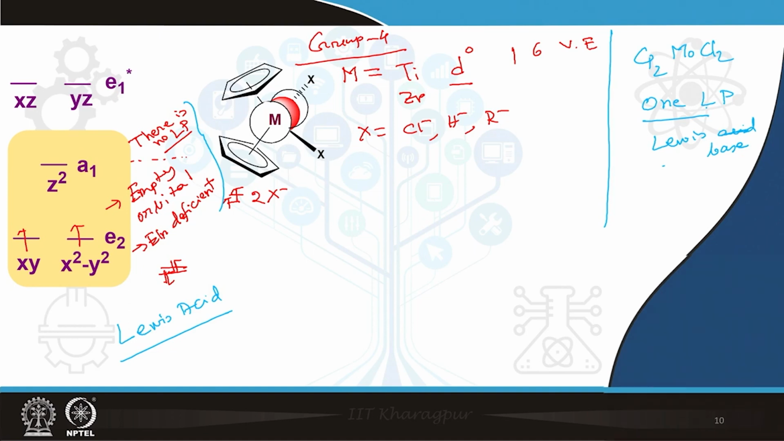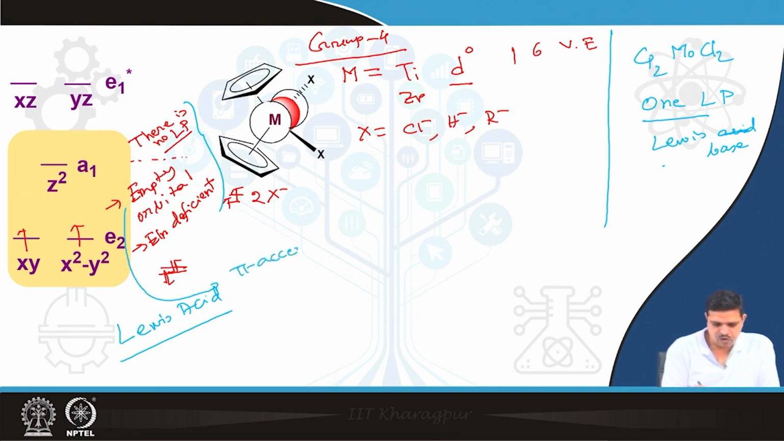So now let's see what reactions it can undergo considering the electronic factors of this Cp2Zr or Cp2 titanium dichloride compounds. Okay. So as I told, these are electron deficient compounds, and they have an empty orbital which can act as a pi acceptor orbital. Okay, so this one can act as a pi acceptor orbital.